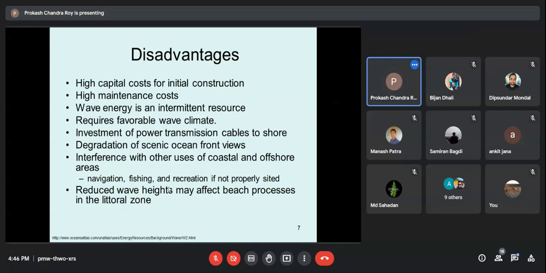And with this plant, there will be some interference with some of the coastal factors: navigation, fishing, recreations. So there will be some impact on this. And reduced wave heights may affect the process in the nearshore zone. So basically, when you have some plants, obviously it will reduce the wave propagation, so that may affect this process. So these are the typical disadvantages.